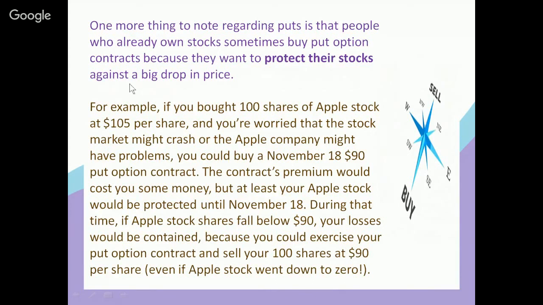But let's say Apple stock is $105 a share now, and you have 100 shares of it, so you have $10,500 worth of Apple stock. And you wanted to protect it against a market crash or whatever. And let's say the worst possible thing happened after you bought the November 18 $90 put option contract. There's a horrible stock market crash, or Apple somehow had financial problems or a scandal or whatever. Apple stock started at 105 per share and then went down to 100, then 95, then 90, then 80, 70, 60, 50. It's just falling and falling and falling.